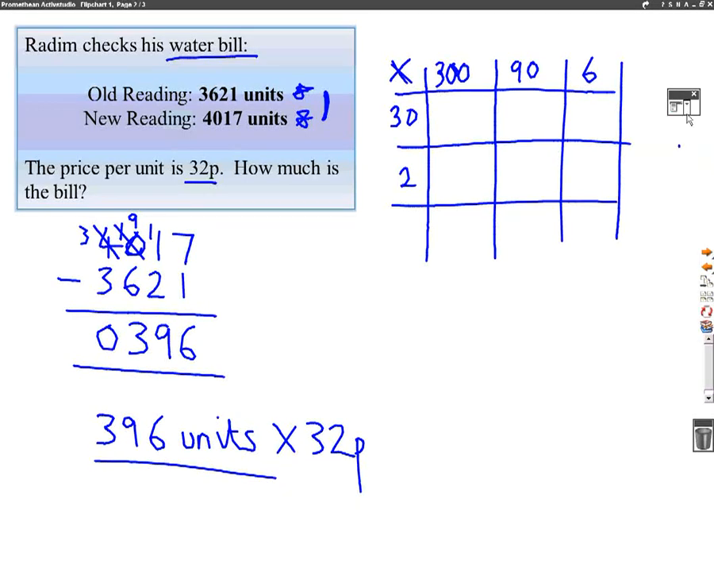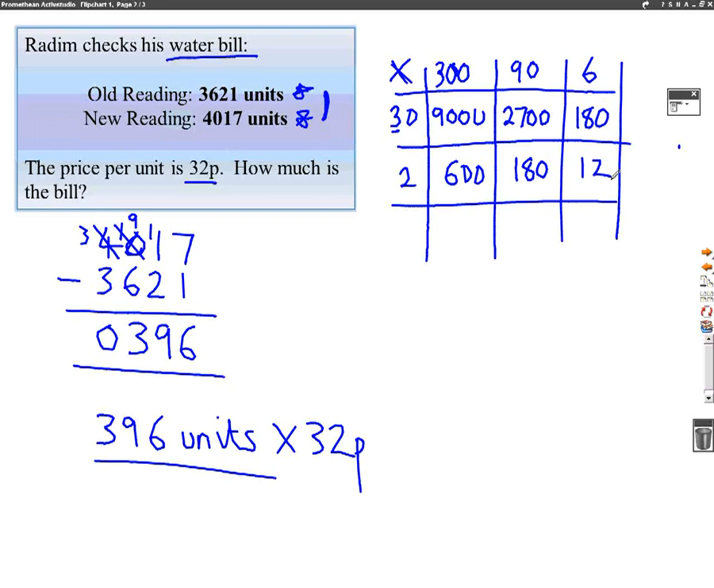So I'll change my colour so that we can see what we're doing. Right, so first box, we're going to do 30 times the 300. Well, 3 times 3 is 9, and the 3 zeros on the end. Then we're going to do 300 times the 2 in this box here. Well, 300 times 2 is 600. We're going to do 30 times 90 in this box. Well, 3 times 9 is 27, and there'll be 2 zeros, 1 from each of them. Then we're doing 2 times 90. Well, 2 times 90 is 180. Then we're going to do 30 times 6, which is 180. 2 times 6 is 12.